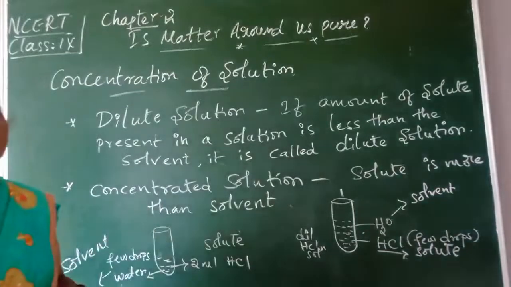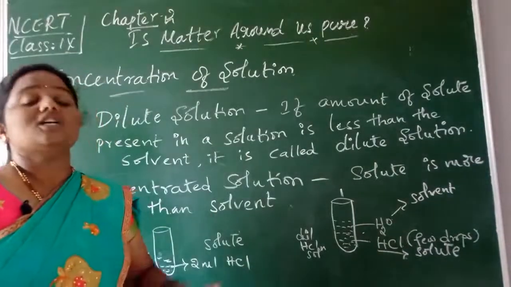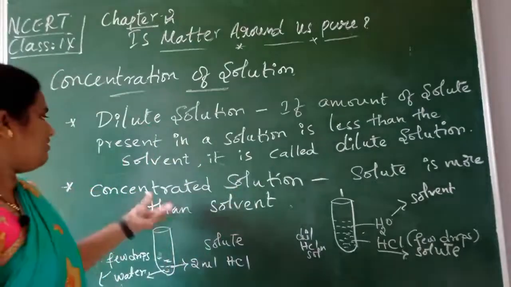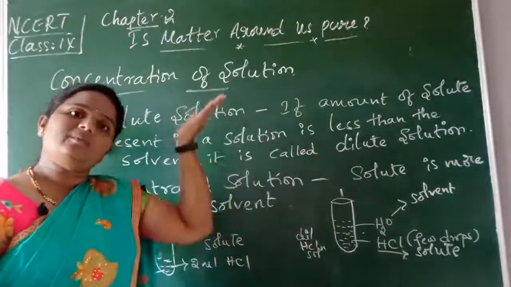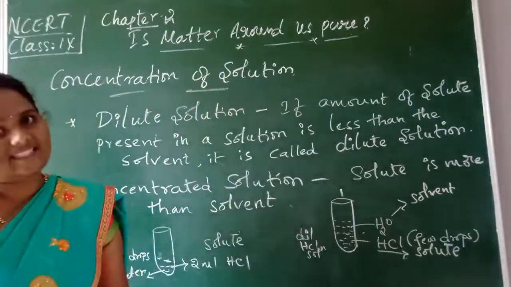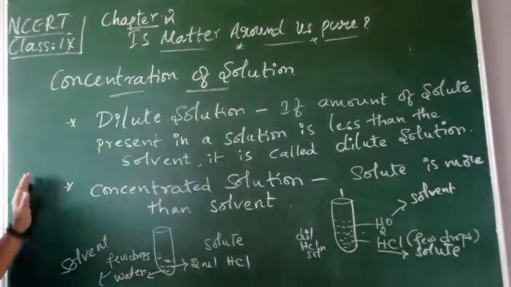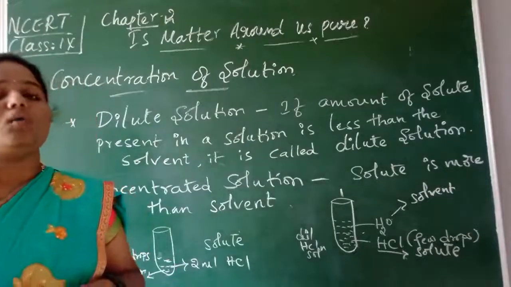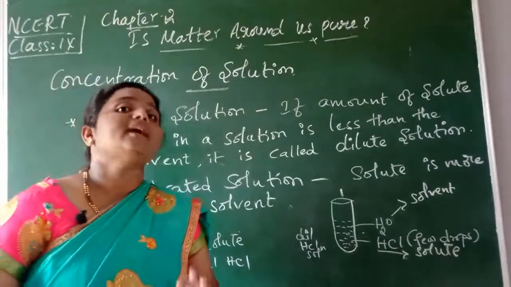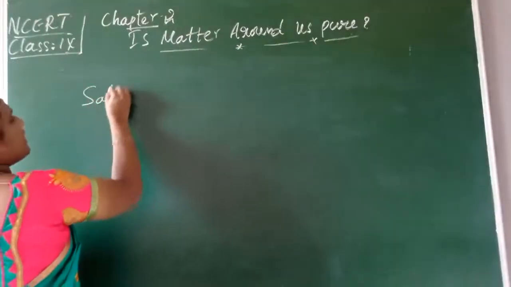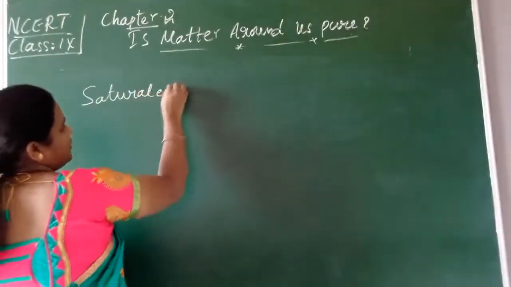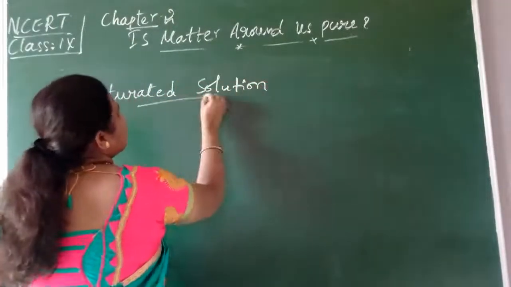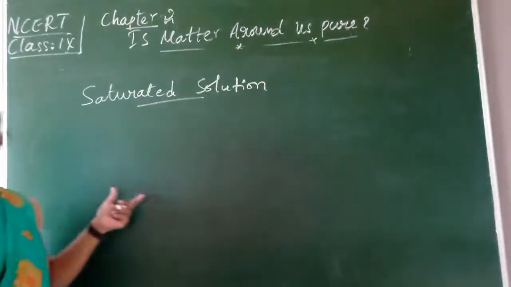Understand, children? Dilute means the solvent amount will be more, whereas solute will be less. Whereas concentrated means solute will be more, solvent will be less in amount. So these are a dilute solution and a concentrated solution. Now we will discuss what is meant by a saturated solution. Now we are discussing what, children?